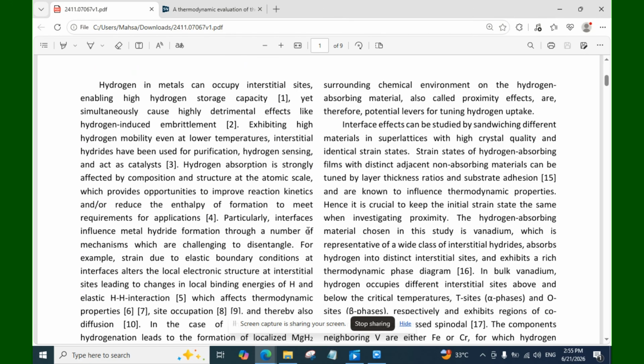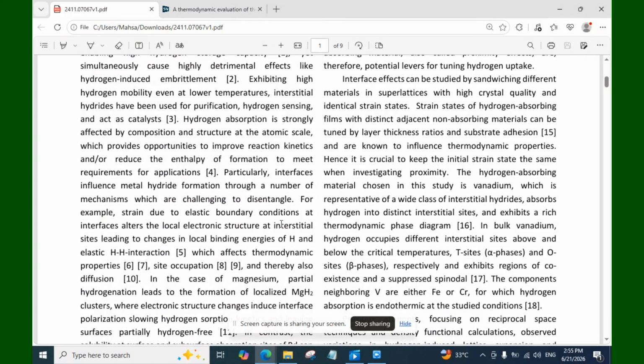Particularly, interfaces influence metal hydride formation through a number of mechanisms which are challenging to disentangle. For example, strain due to elastic boundary conditions at interfaces alters the local electronic structure at interstitial sites, leading to changes in local binding energies of H and elastic hydrogen-hydrogen interaction, which affects thermodynamic properties, which was described in references 6 and 7, site occupation in references 8 and 9, and thereby also diffusion.